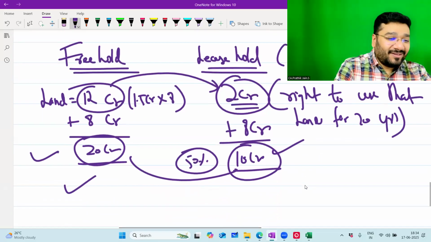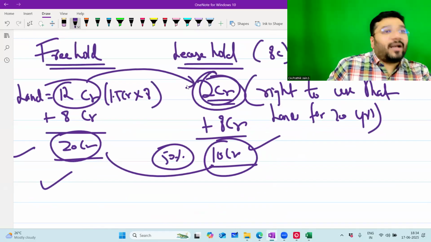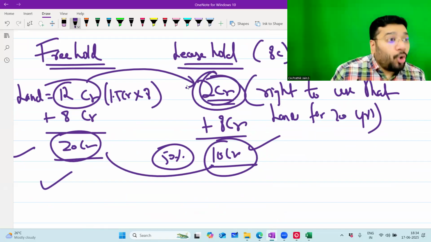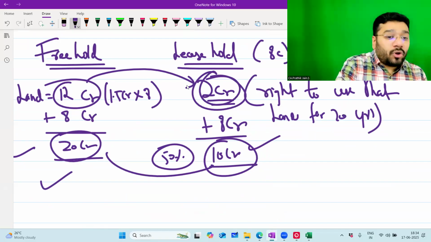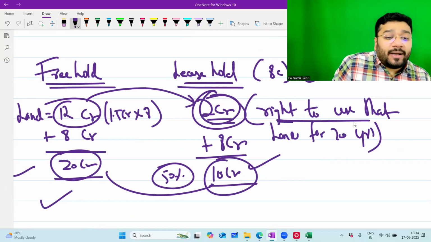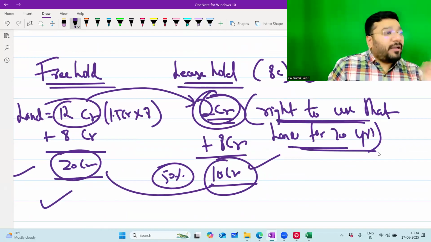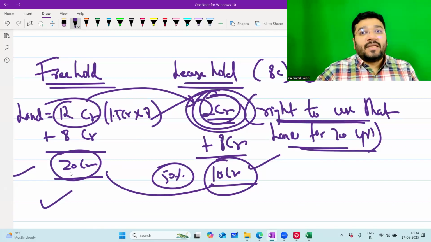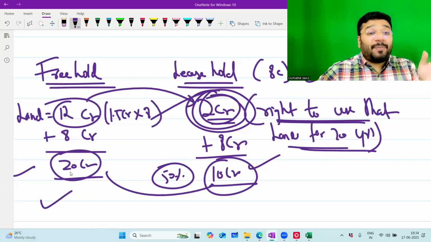Now, this 2 crore rupees I've paid, will it come back to me after 20 years? The answer is a big no. Because this 2 crore rupees is a right to use that land for 20 years. First of all, my question to all of you, is this 2 crore rupees expenditure or not? Pakka expenditure this is.